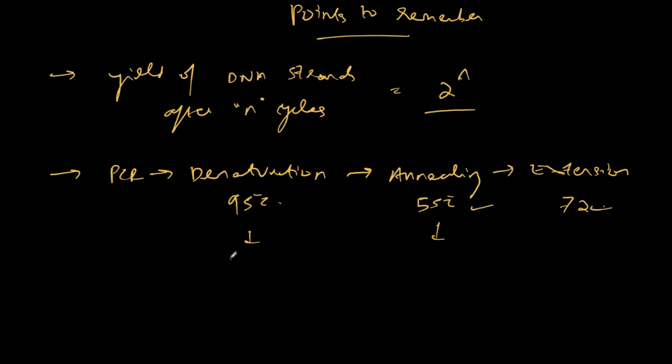But just for your reference, denaturation goes from 94 to 98 degrees, and annealing can go from 55 to 70 degrees, depending on the primer. And extension is around 72, but you don't need to remember that. There is a range for each step. So this is the thing.